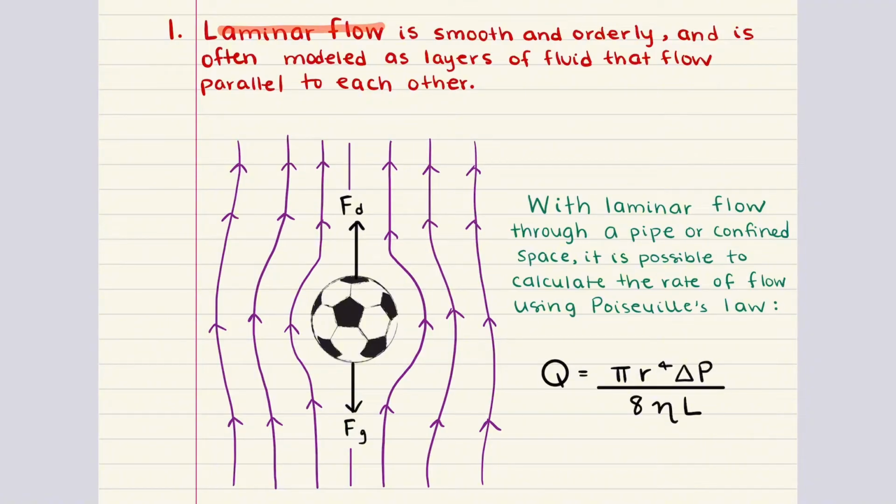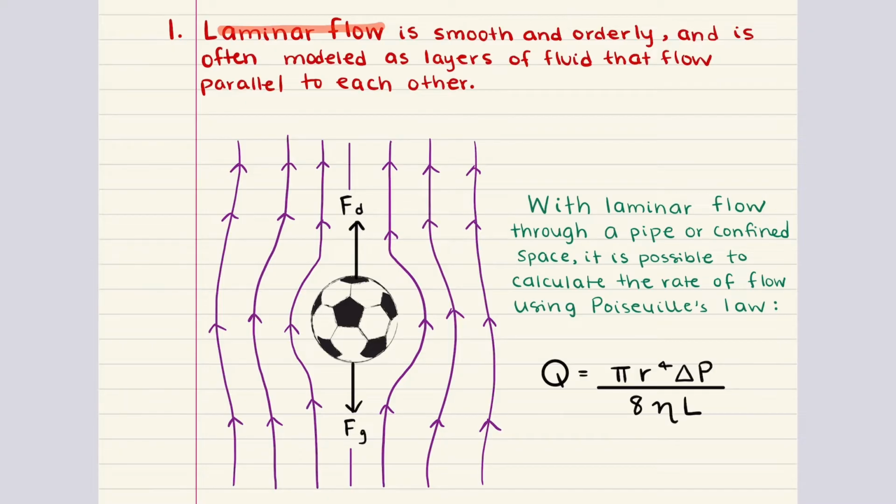Now, to that, I want to make a note, and that note is that the velocity of the fluid varies across these layers. It's fastest at the center of the pipe, where frictional resistance from the walls is minimal, and it's the slowest near the edges, where friction is greatest.